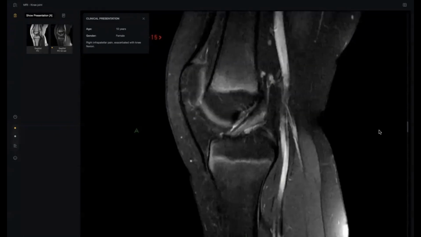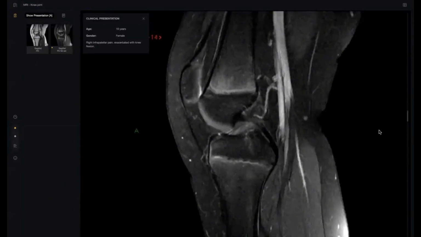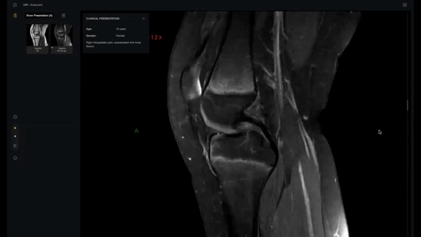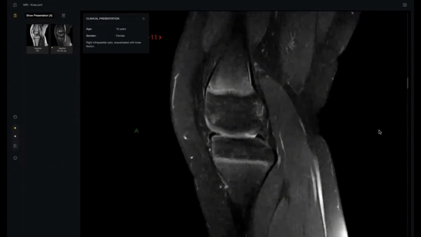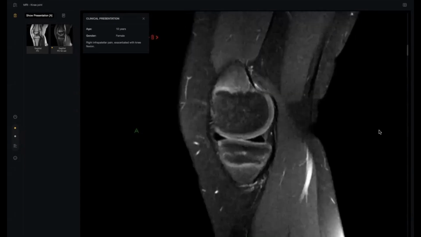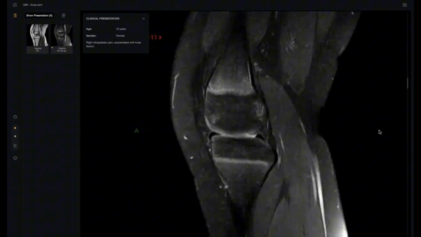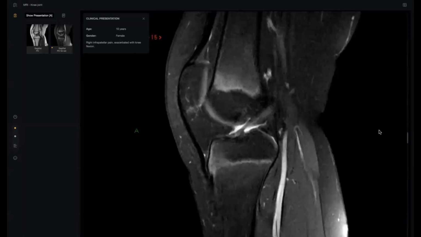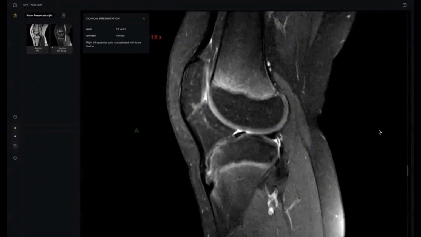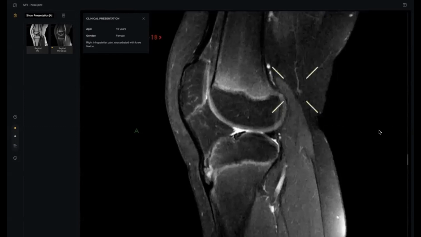See, doctor, the patient is a 10-year-old. What is the most common in this age group? He didn't have any history of trauma. He is a jumper. So it could be... I'm checking the tibial tuberosity.